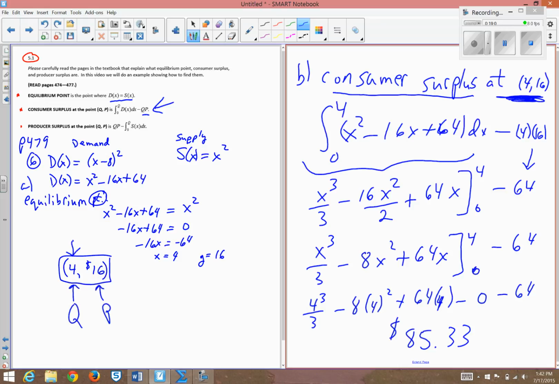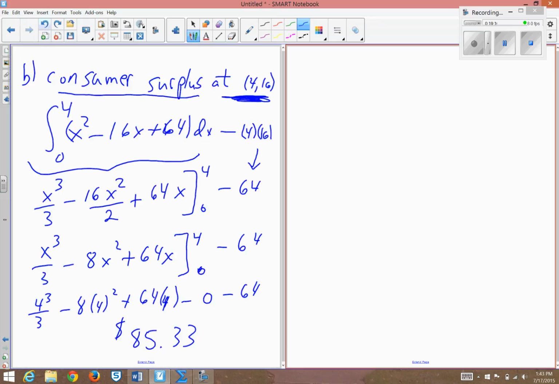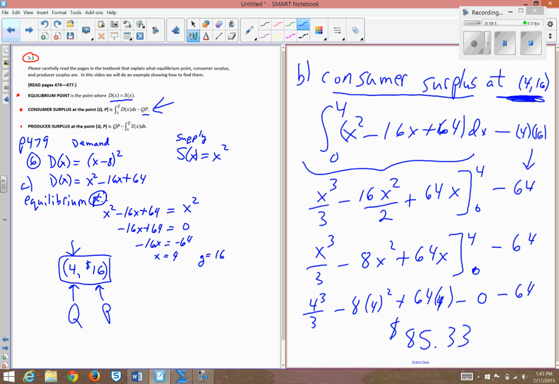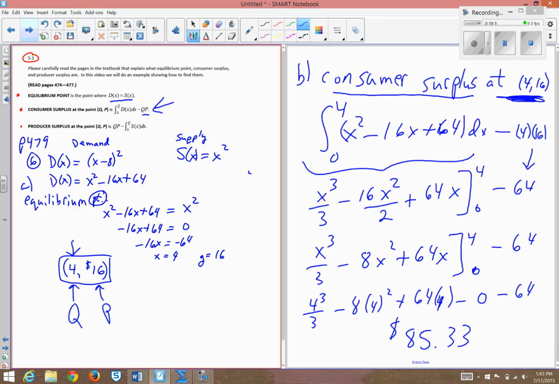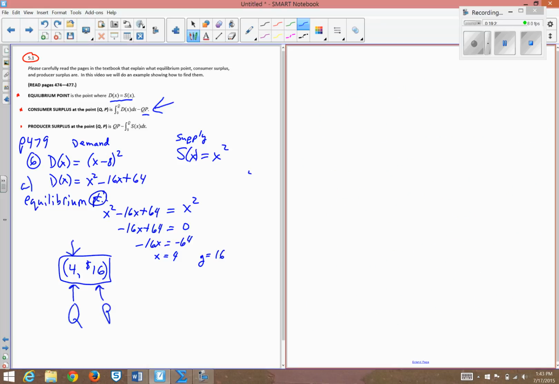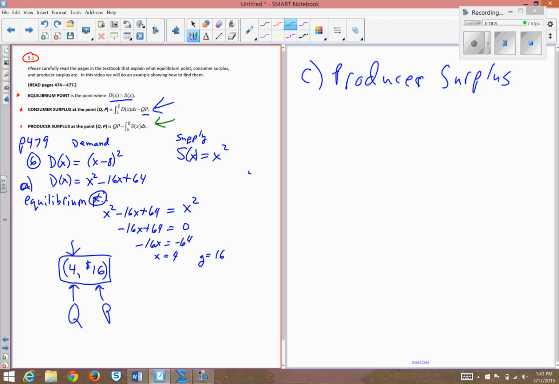And the last part of this question, part C, is to find the producer surplus at the equilibrium point. So that's this formula right here. This formula starts out with q times p.